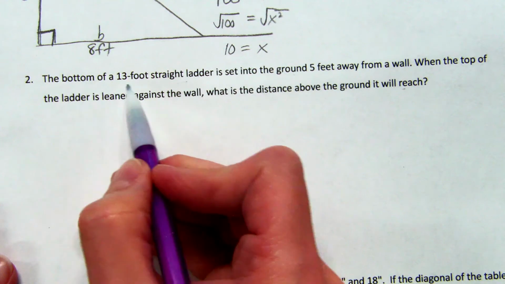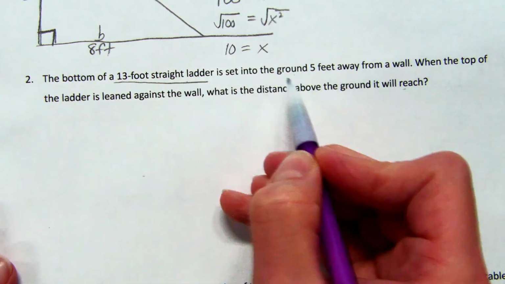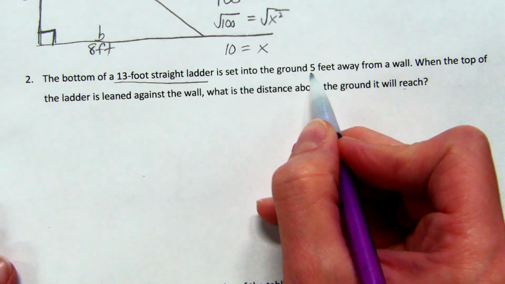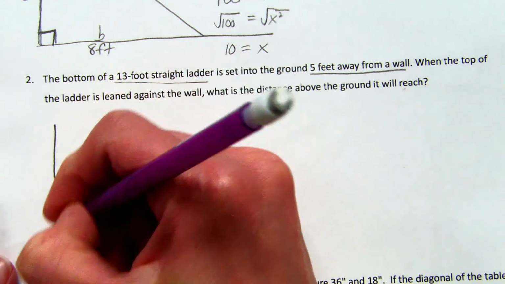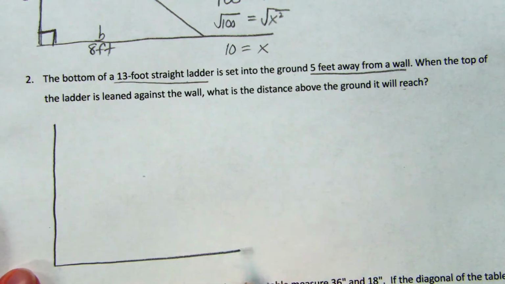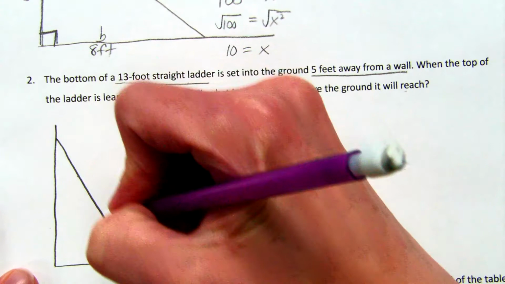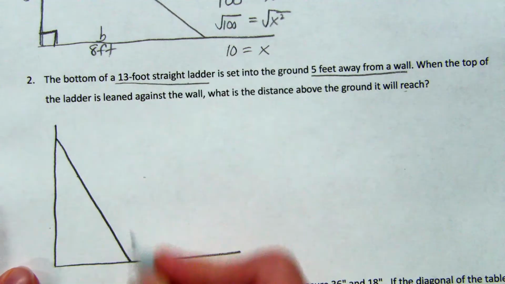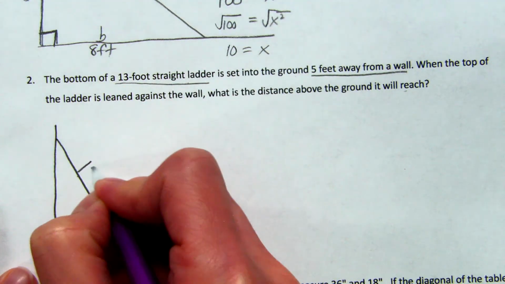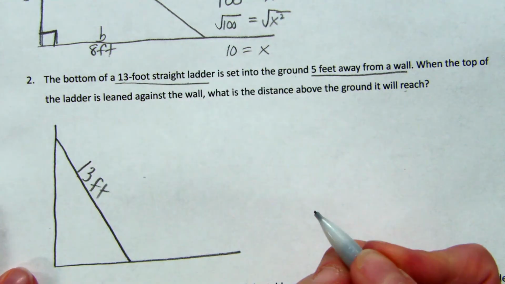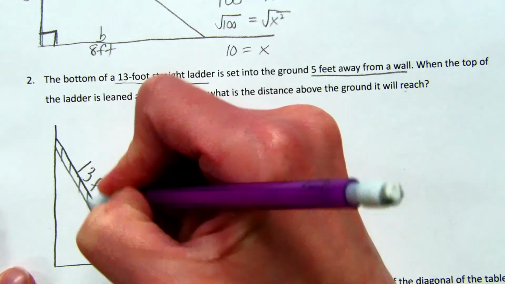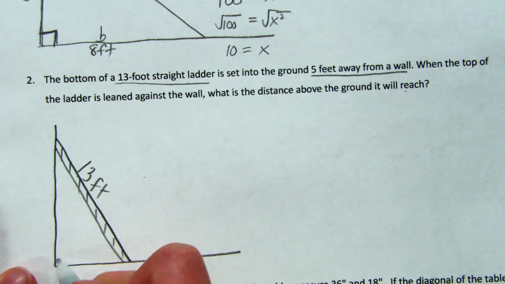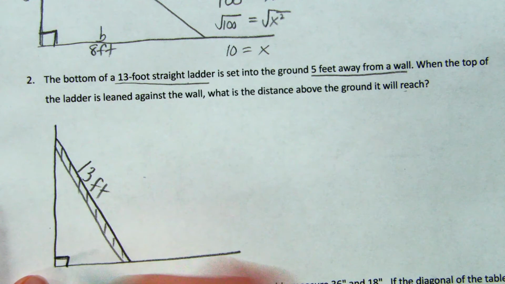So the bottom of a 13-foot straight ladder is set into the ground 5 feet away from a wall. So here we're going to have to draw a wall, we're going to have to draw the ground, and then we have a ladder leaning against the wall. So this sloped line, it's going to be the 13 feet for the ladder. If you want to actually make this look like a ladder, you could draw this a little bit nicer. And we're assuming that the wall and the ground make a right angle.